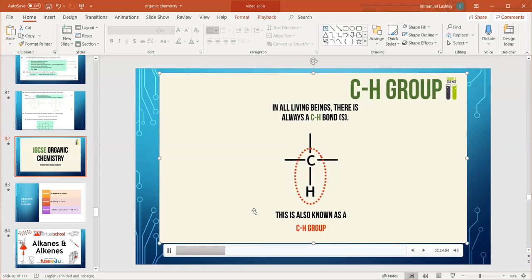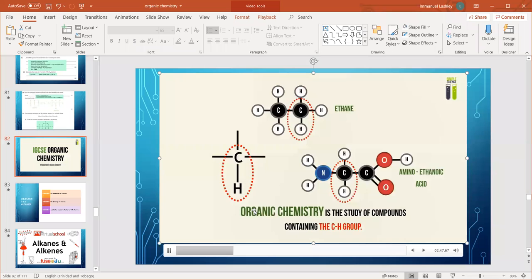So we characterize it as the CH group, which is basically a group containing the carbon atom, the hydrogen atom, and the two electrons which form a covalent bond between them. That's all it is. And as I said, it separates compounds that are organic and not organic, and it will help us define organic chemistry. So organic chemistry is basically the study of compounds which contain this group.